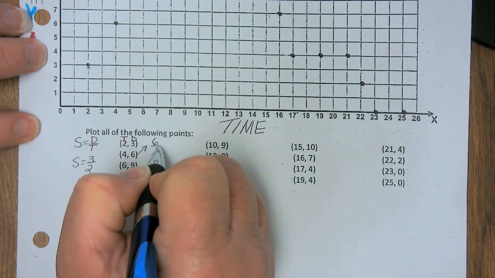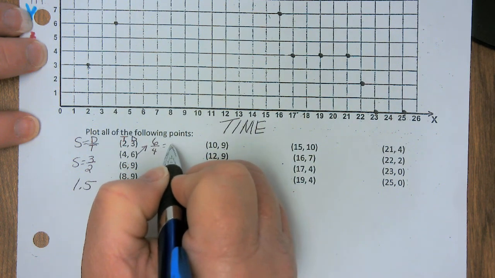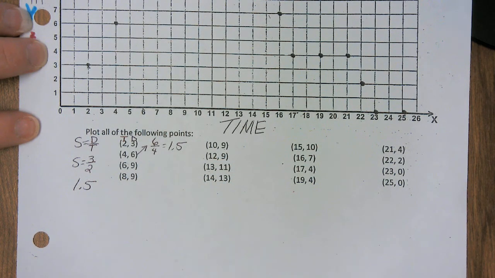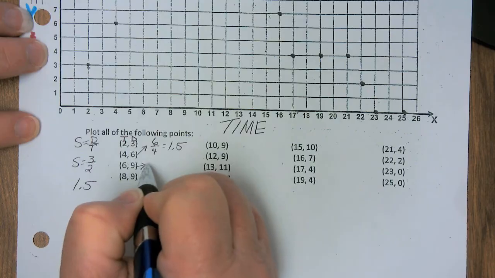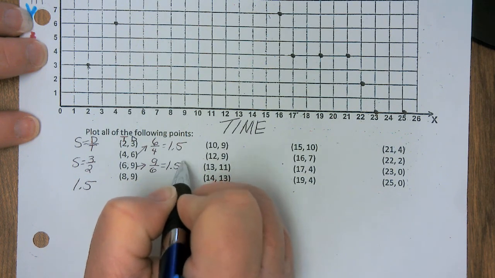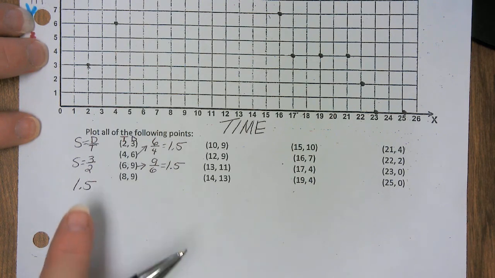Let's do it again for this one right here. If I put 6 over 4 and I divided that out, it's going to be 1.5. Okay, we'll try again. 9 over 6, if I divide that out, I get 1.5. My speed isn't changing on my first 3 dots. That's going to be kind of important.